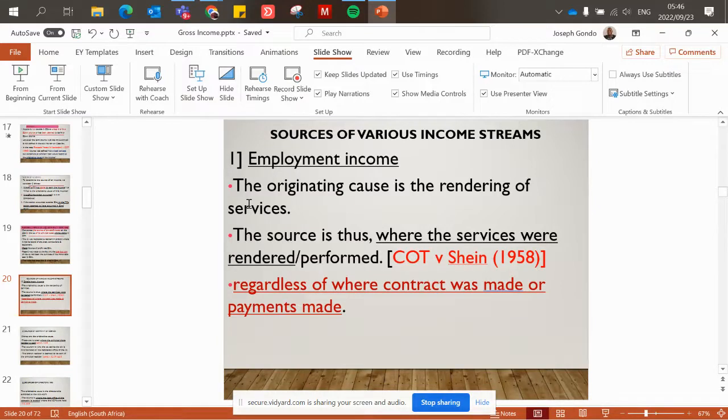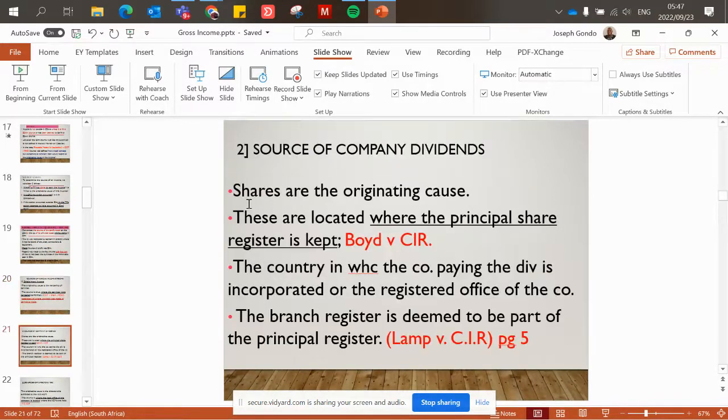So we said for the source of income, we really look at the originating cause of that income. And if you look at employment, the originating cause of the employment income, of course, is the rendering of the services. The source is where the services were rendered. So in this case, I'm rendering the services in Zimbabwe, in Bulawayo. So that's the source of the income. Regardless of where the contract was made or the payments made, if I am performing the services in Zimbabwe, then it is taxed in Zimbabwe.